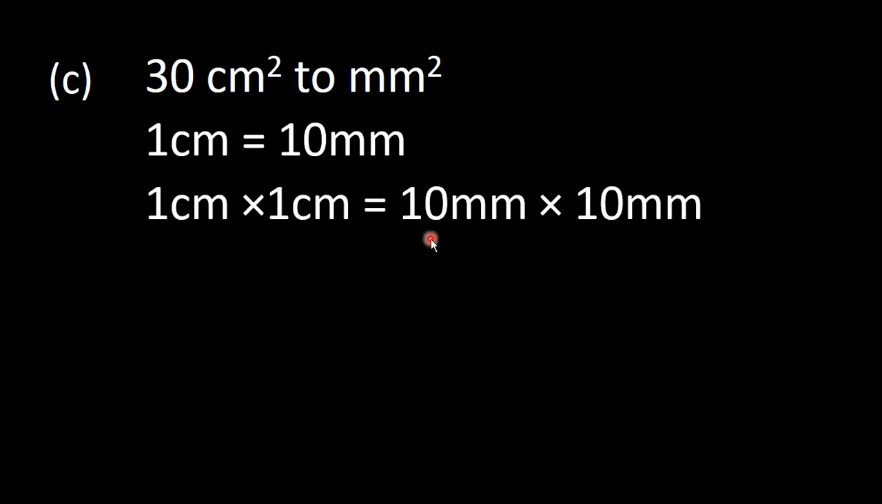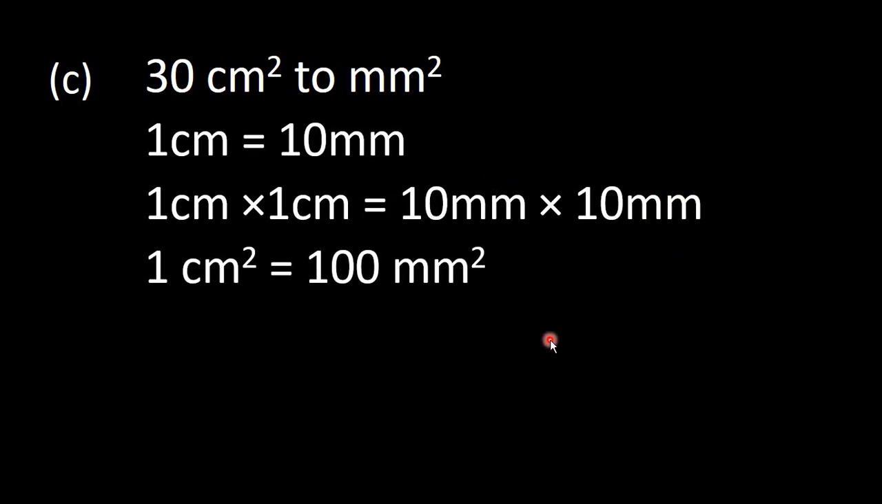Let's look at part C. We have 30 centimeters squared to millimeters squared. So we are still converting a big unit to a small unit. We know that 1 centimeter is equivalent to 10 millimeters. What about if we square both sides? That means we shall have 1 centimeter times 1 centimeter is equivalent to 10 millimeters times 10 millimeters. So that will give us 1 centimeter squared is equivalent to 100 millimeters squared.